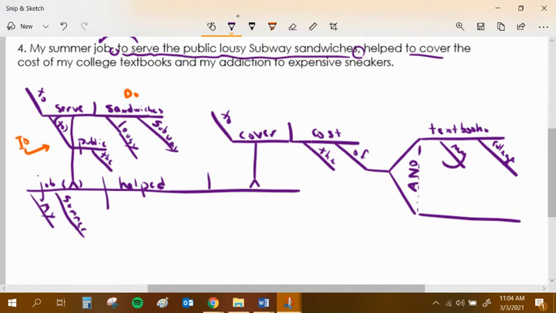Here's and then I'm also covering the cost of addiction. I did not really have an addiction to sneakers, but I thought I would just toss that out there. Kind of an addiction. I can't talk and diagram at the same time. My addiction to sneakers. And then expensive sneakers. There we go. Hey, that looks really good.